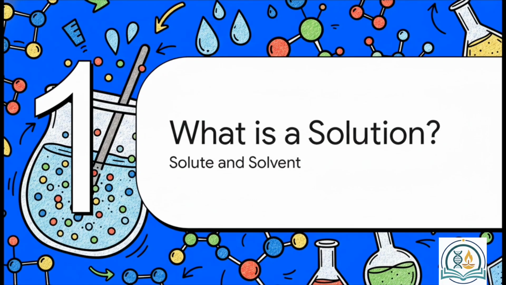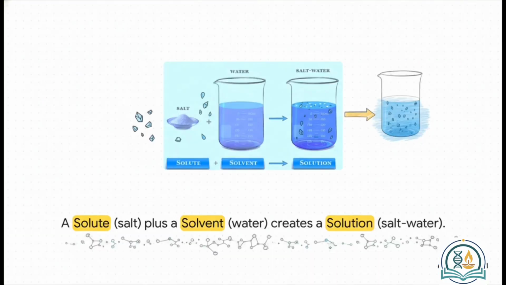Before we can talk about anything else, we have to nail down one simple, fundamental question. What exactly is a solution? Well, this picture pretty much says it all, doesn't it? A solution is just a homogeneous mixture of two or more things. Now, homogeneous is just a fancy word that means it's perfectly and uniformly mixed. Think about it. When you stir salt, our solute, into water, our solvent, poof! The salt disappears. You can't see the individual particles anymore because it's all become one single thing.